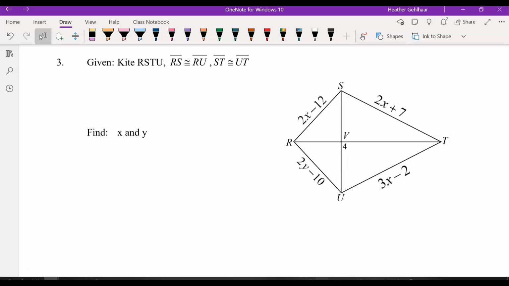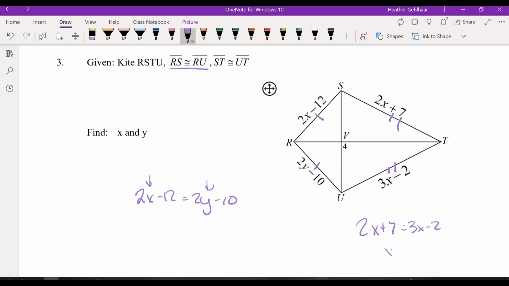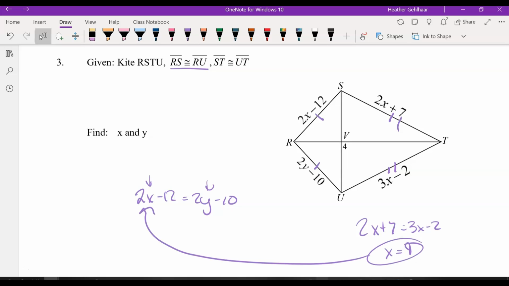Okay, next we have this problem. I'm just going to set it up because this video is already getting way too long. So we know this is a kite. We are told that RS is congruent to RU, and ST is congruent to TU. So we can do 2x minus 12 equals 2y minus 10. We can't solve that because we have an x and a y, so we're going to come back to that. The next side over here gives 2x plus 7 equals 3x minus 2. Awesome, we can do that. You'll end up getting x equals 9. From that, you'll plug that into this x to then solve for y.